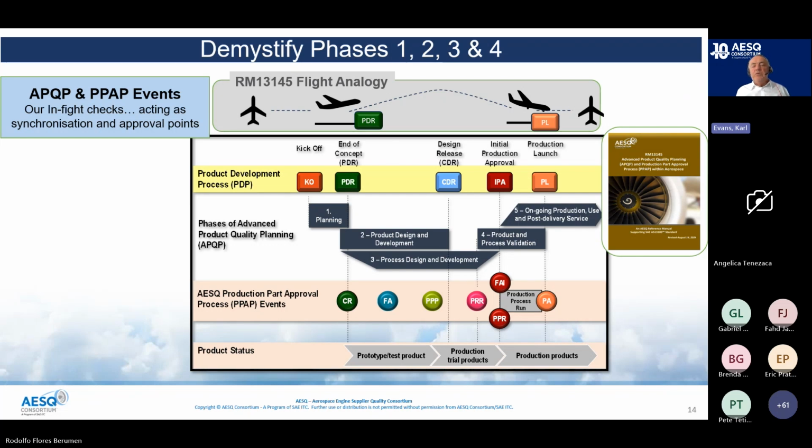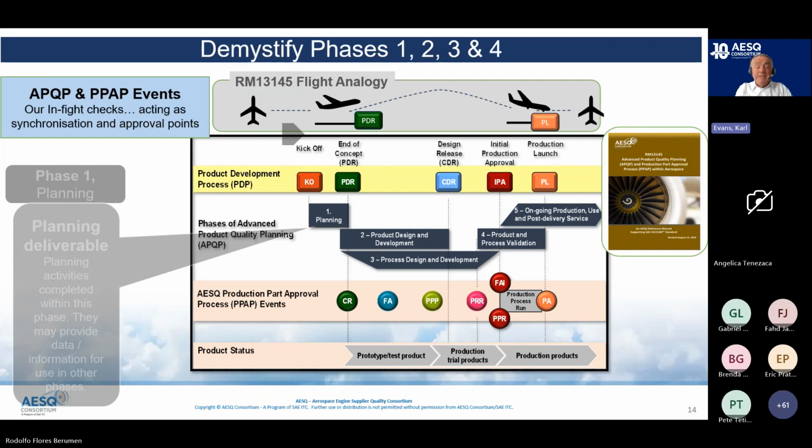The starting point for APQP is very much about planning our flight. We get to something called PDR, we take off, we get into doing all the detail, and then we land at the end at production launch. So the events play a part left to right on that journey as checkpoints in our flight. Next piece to reveal, please.